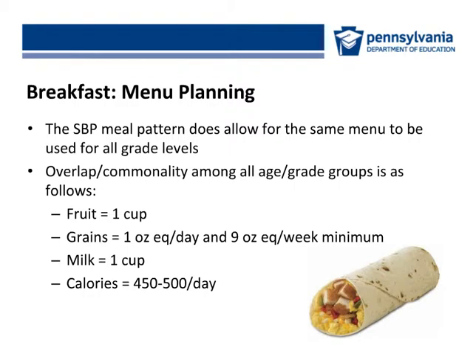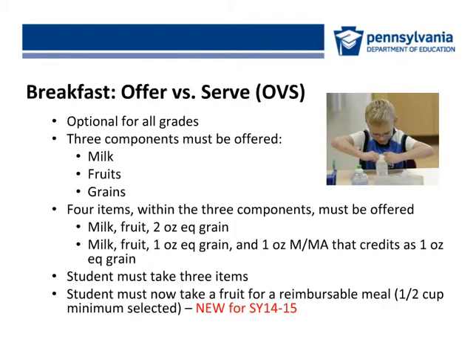This slide demonstrates how the same breakfast menu can be used for all age grade groups if desired by the menu planner. This could be accomplished by offering 1 cup of fruit, 1 ounce equivalent of grains daily, and 9 ounce equivalents total for the weekly grain minimum, 1 cup of milk, and an average calorie range of 450 to 500 calories per week. Or per day, I'm sorry, averaged over the week.